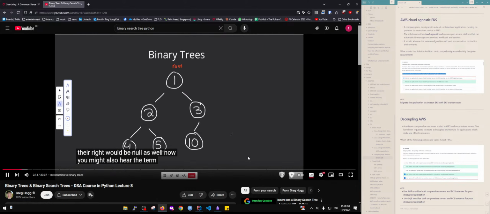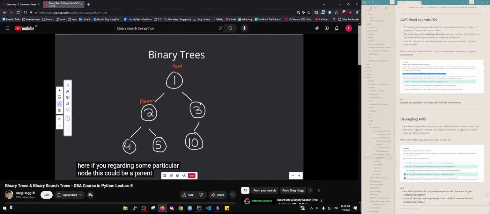Now you might also hear the term parent. So here, if you're regarding some particular node, this could be a parent to its different children here. So this would be one of its children, and this would be another child over here. So if you're ever talking about a parent-child relationship, we mean the one that's above it, basically. So from the parent, you would go down to the children.